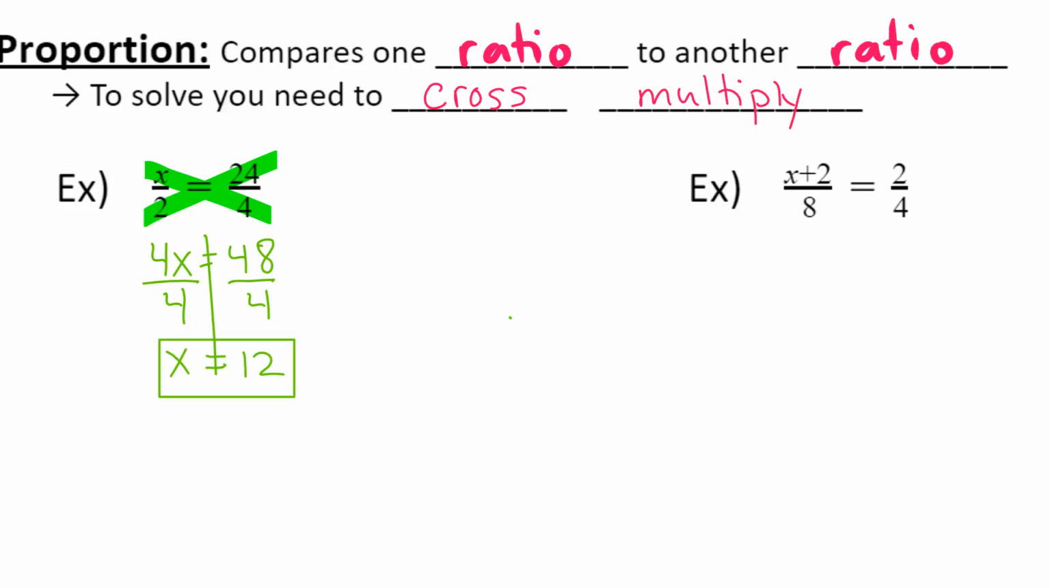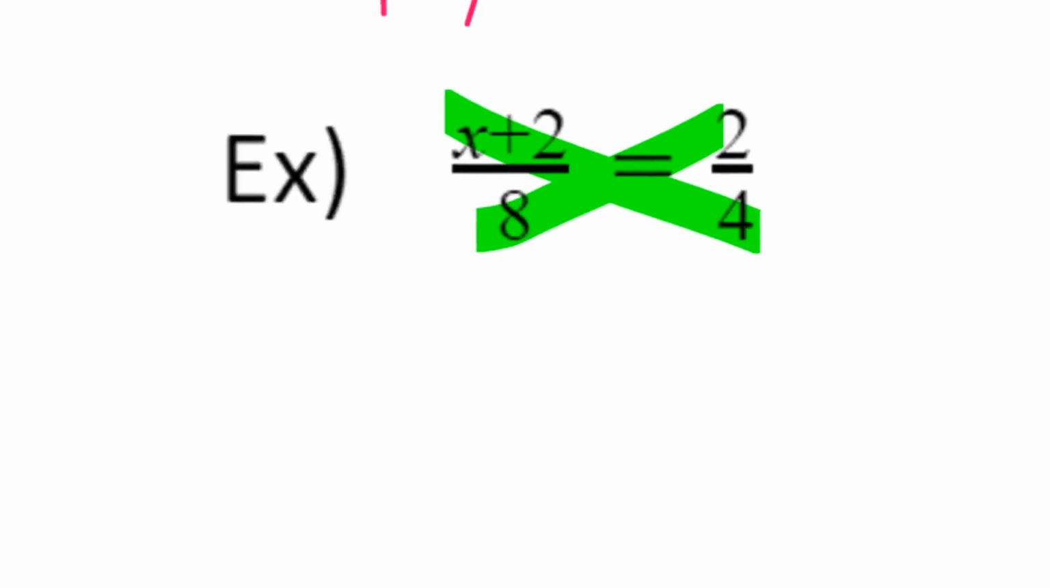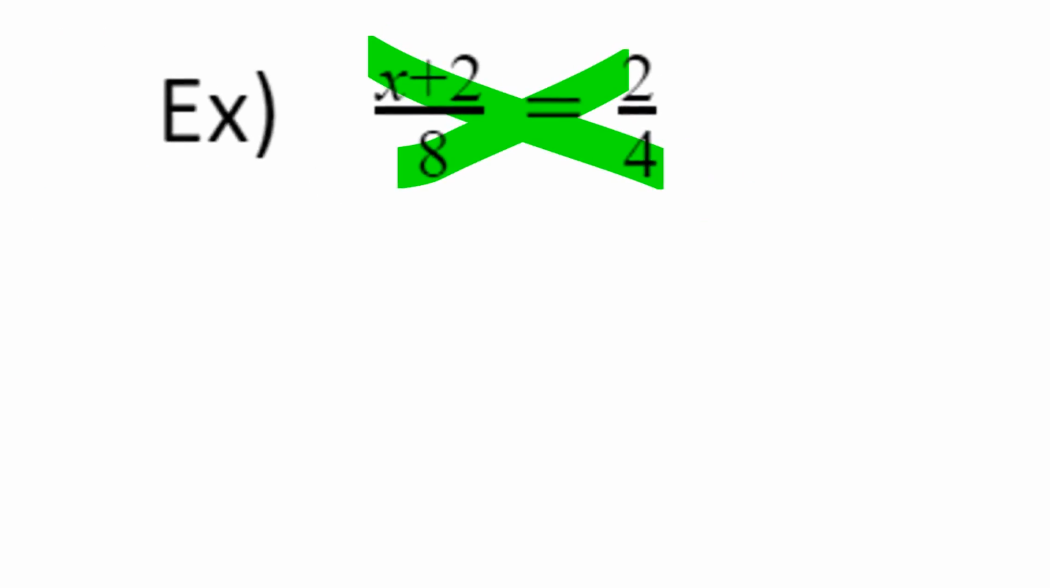So next, how do we solve this proportion for x? Cross multiply. It puts an equal between them. The bottom fraction tells you they're equal. Okay. Now, this one's a little tricky.